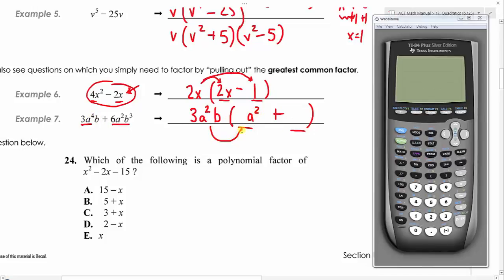And indeed, when I multiply these two guys, I will get 3a to the 4th b. And then in the second position, I need a 2, because that's what will produce the 6 when I multiply the 3 by the 2. So that will produce the 6. The a squared, well, I already have that here, so I don't need any a in this term. But I do need a b squared here, in order to produce this b cubed when I multiply by this b.